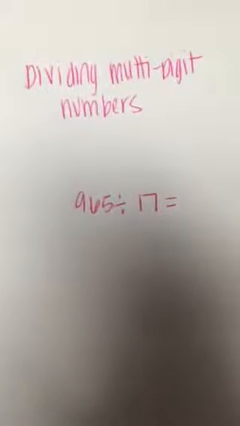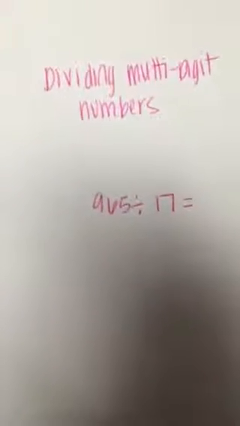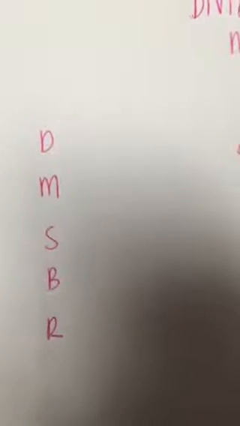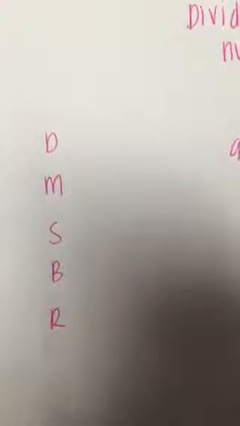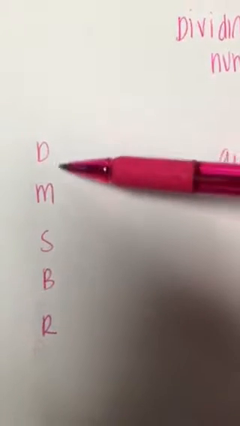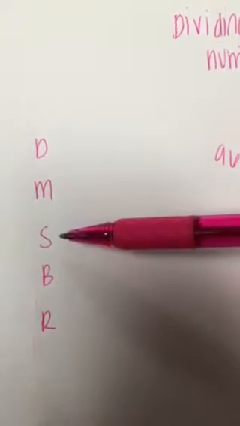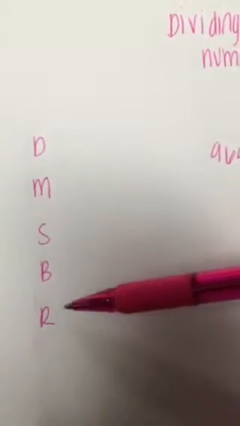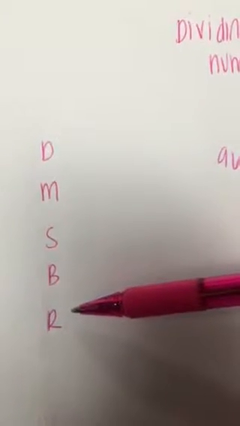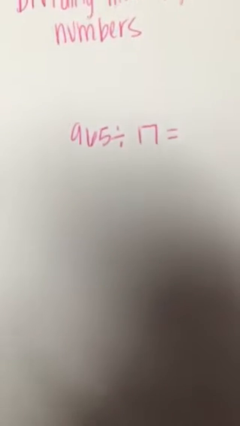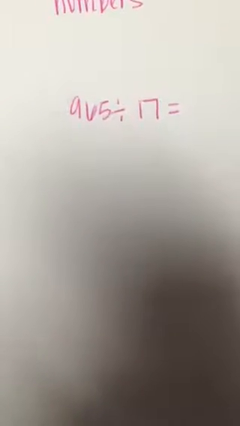We are going to review dividing multi-digit numbers. On the side, I've written a key that I like to use while dividing numbers that helps me remember the steps. We have divide, multiply, subtract, bring down, and repeat or remainder, depending on the type of problem that we have. Today we're going to try and solve 965 divided by 17.